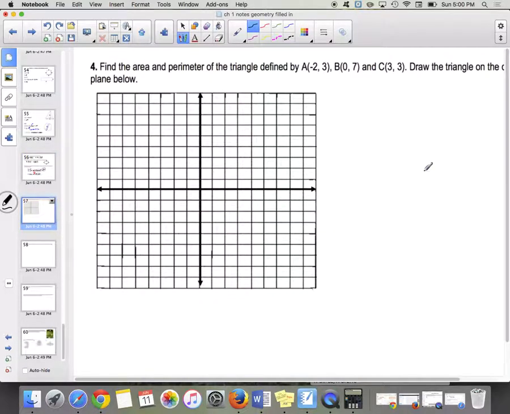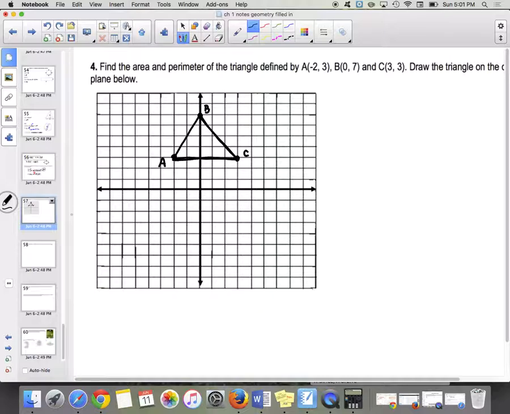All right, so the next one says find the area and perimeter of the triangle defined by A is -2, 3, B is 0, 7, and C is 3, 3. So this is a tricky question. Oh, hang on. Now I see why it's tricky. I was like, man, why did I make this question so hard? I didn't draw my A in the right spot, did I? So A should be -2, 3. Okay, that makes it better.